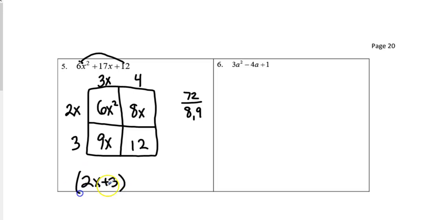And again, these factors, because we're multiplying, the commutative law of multiplication, can be written in either order.